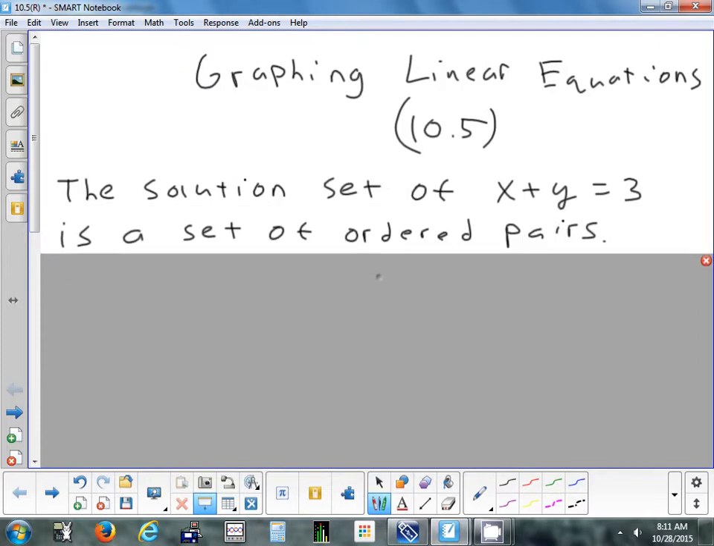Do you have any rulers? Yep, you can just use your ID. Just use the edge of your ID.